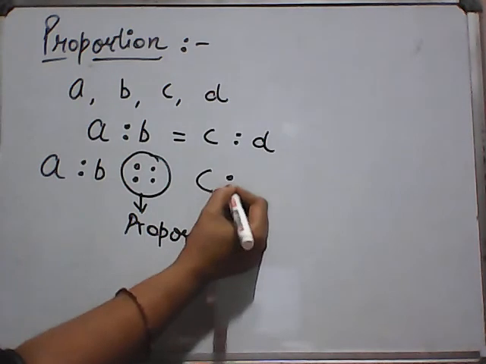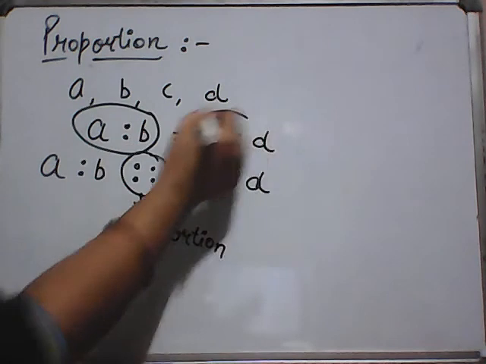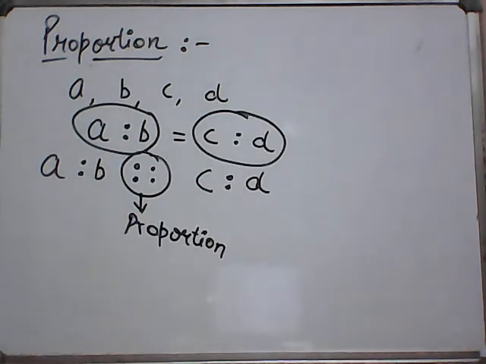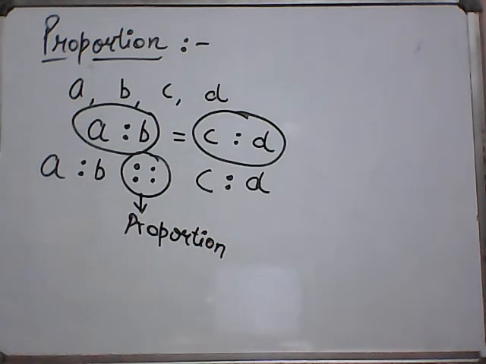C ratio D. When two ratios are equal, they are said to be in proportion. Now, proportion is denoted by this symbol. It is written as A ratio B proportion C ratio D.